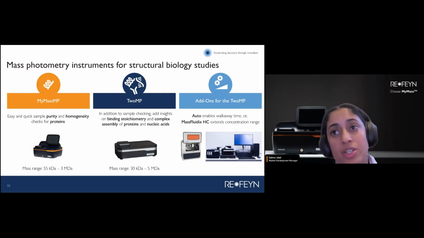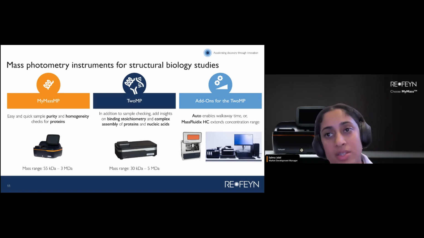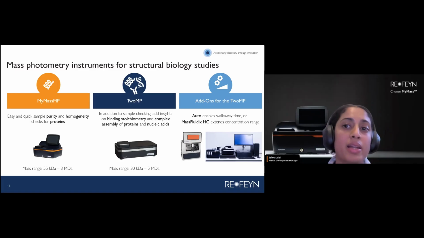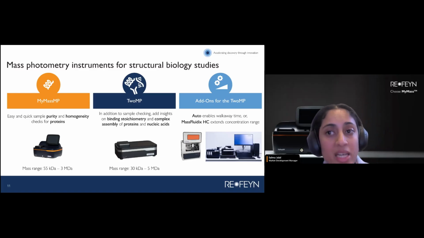And then also with the 2MP, you are able to get add-on features such as automation systems. So with the auto, you can enable walkaway time for 24 sample measurements, or you can get a rapid dilution system with Mass Fluidics HC. You can extend the concentration range of measurements up to 50 micromolar concentrations.